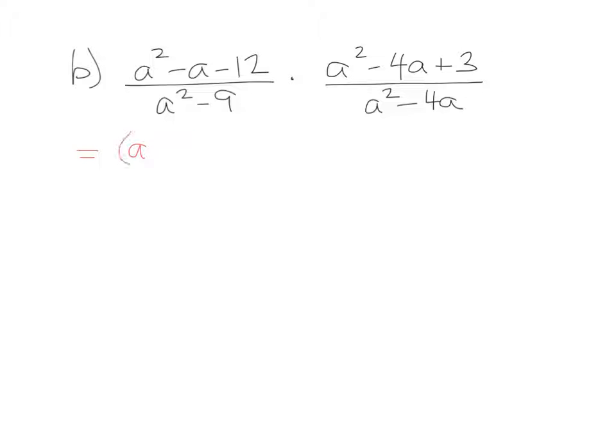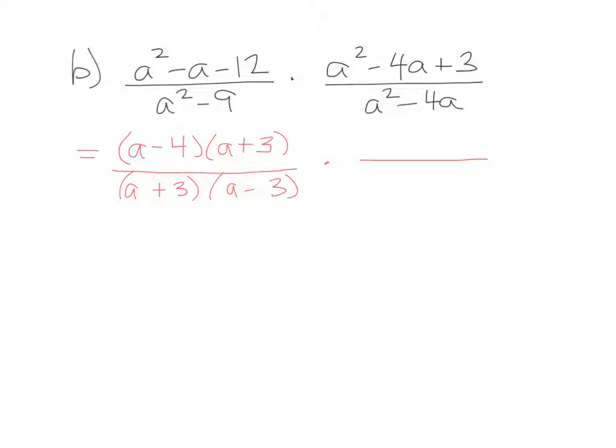That's a multiply, yeah, that dot means multiply. So this is going to be a minus 4 and a plus 3. Does that look right? Yeah. And on the bottom, what's special about that? It's a difference of squares. So I can just take the square root of both terms, and we get a plus 3, a minus 3.